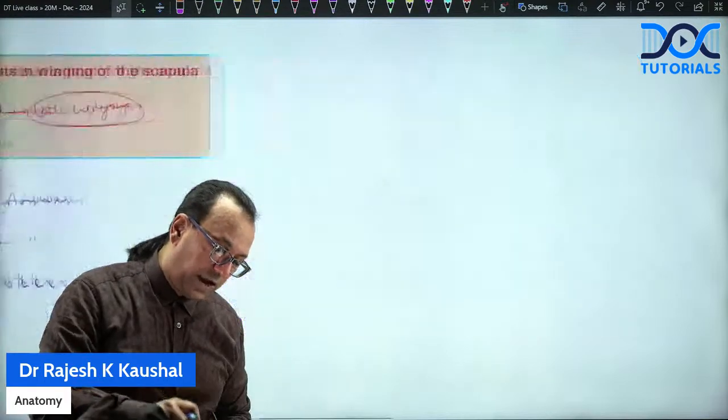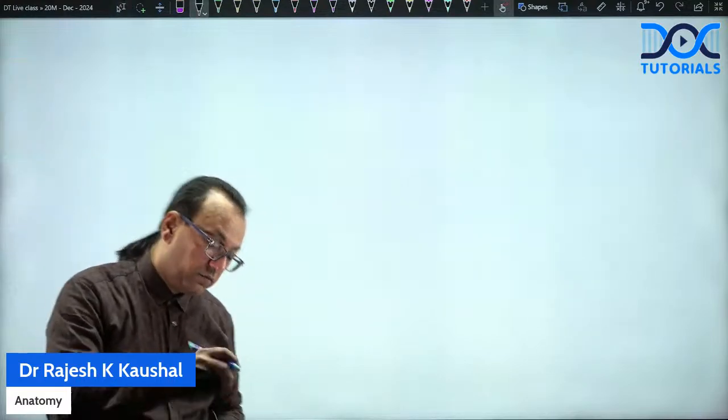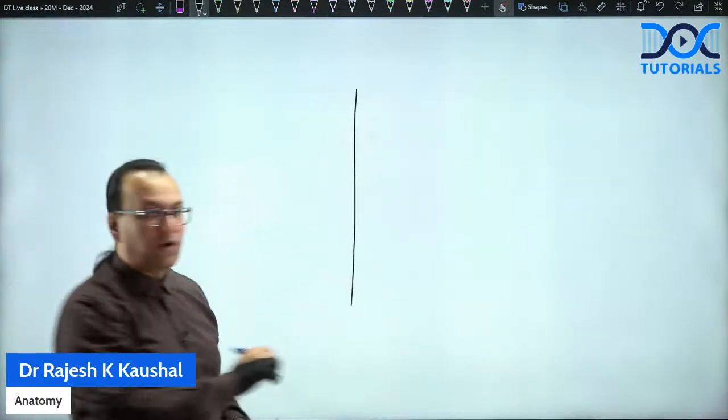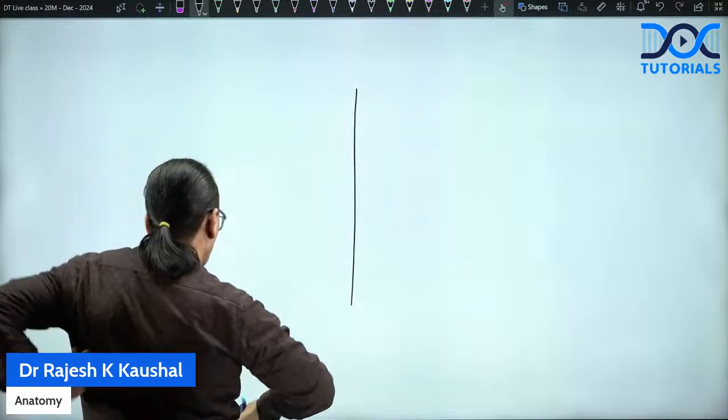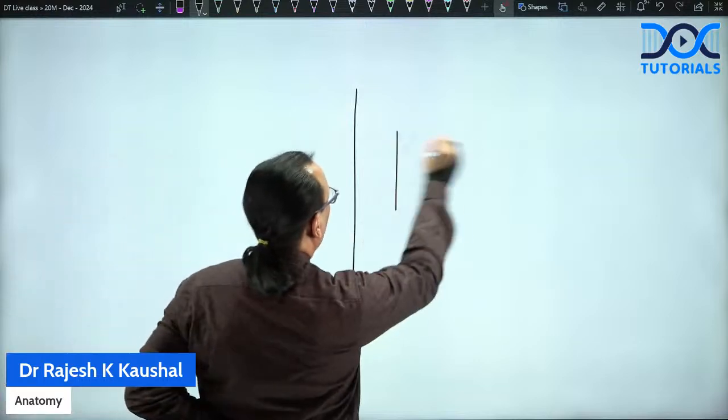So let us look at the details now. This is the midline of the body. You are looking from the posterior side, from here. So this is the right scapula, posterior view.